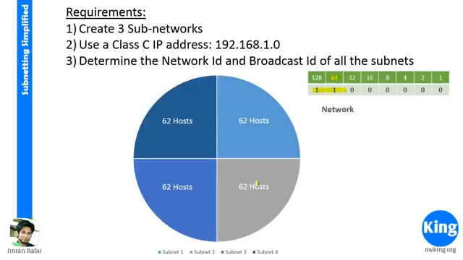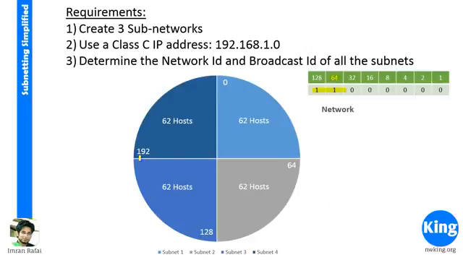How do we get the broadcast ID? How do we get the network ID of each of these subnets? Start with 192.168.1.0, add 64, add 64, add 64. .0 is here, .64 is here, .128 is here, .192 is here. These are all the network IDs of each of these 4 subnets.